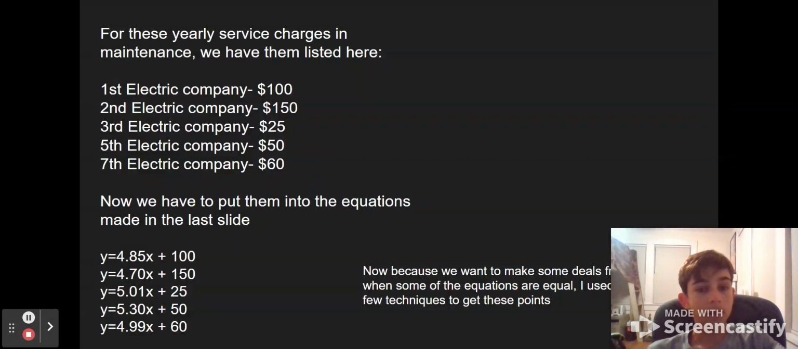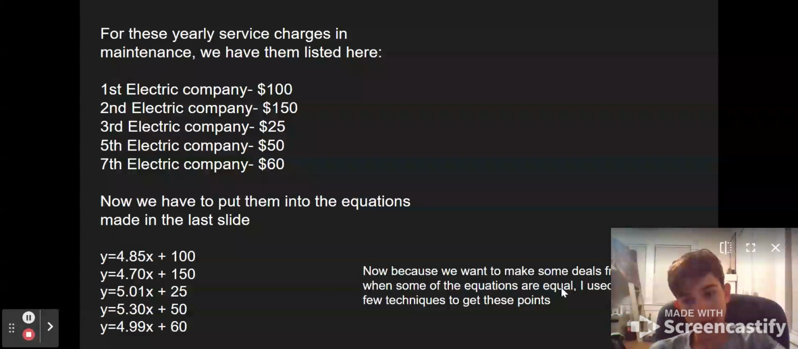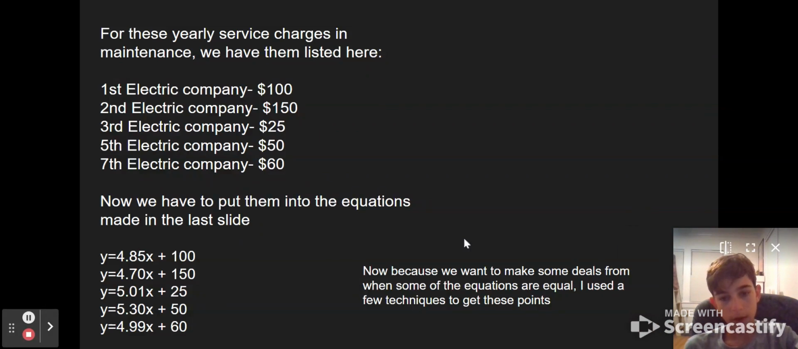Now, of course, we have to put these into the equations made in the last slide, so we added them with the addition symbol. So instead of y equals 4.85x, it's actually y equals 4.85x plus 100. Now, it is kind of hard to read this part with my webcam in the way, so I'm just going to squeeze it in the corner here.